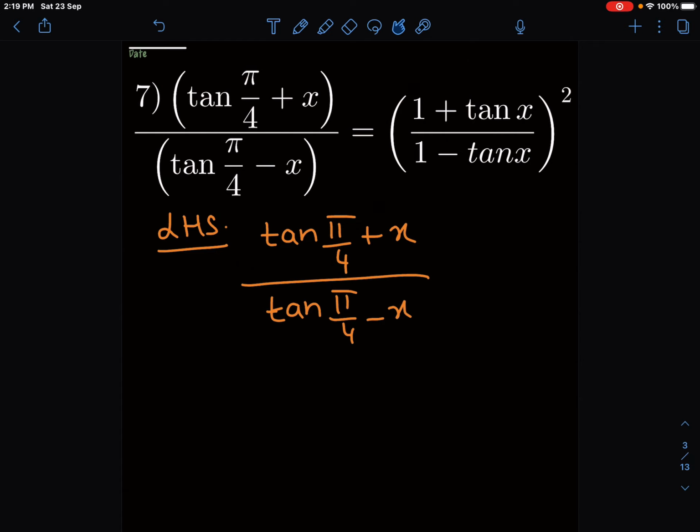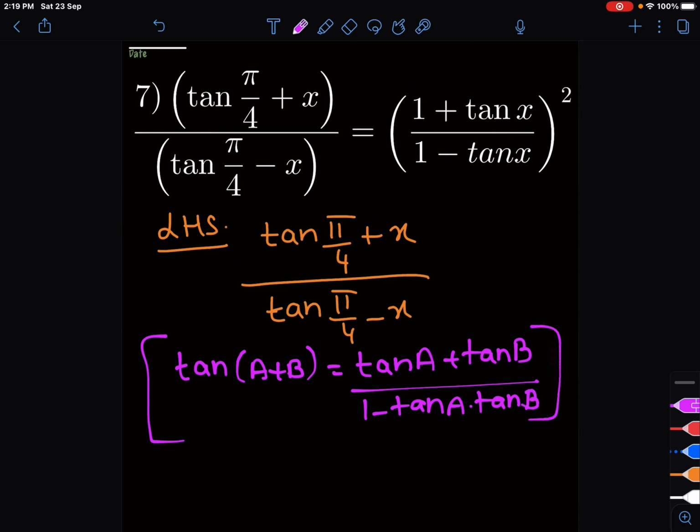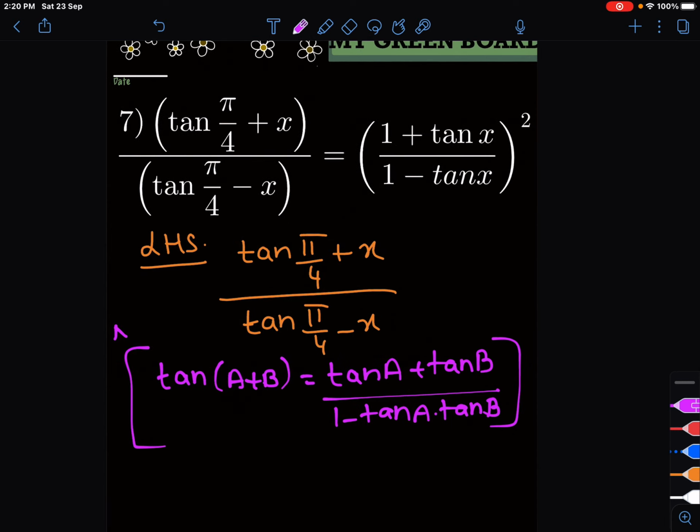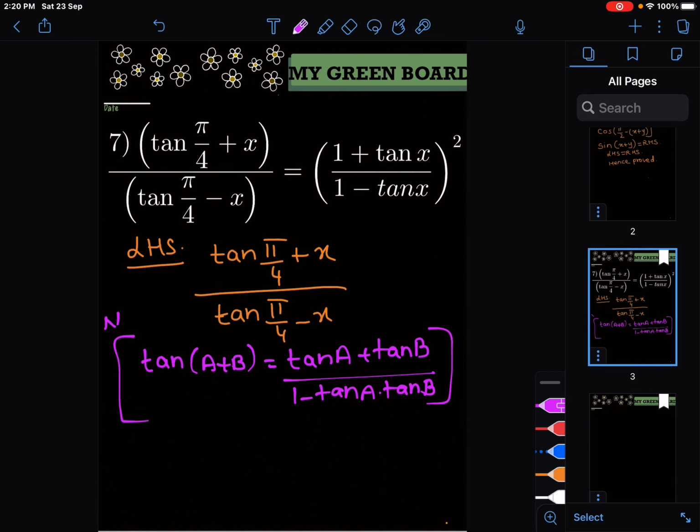So what is the formula we are getting? Tan of a plus b is tan a plus tan b by 1 minus tan a into tan b. Please be thorough with the formula, because you will be requiring it, you have to memorize it. This is the formula of tan of a plus b, which I have written for the numerator.